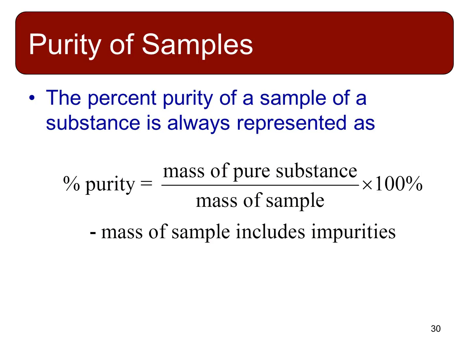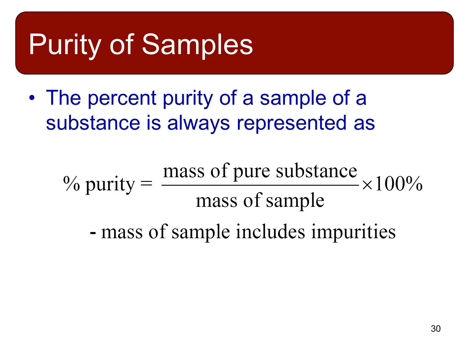So how we find this is basically part over whole. You'll hear me say that a lot. Basically, you take the mass of just the pure substance from the sample over the mass of the sample. This sample could include impurities as well. And then you multiply it by 100. And this gives you the percent purity.